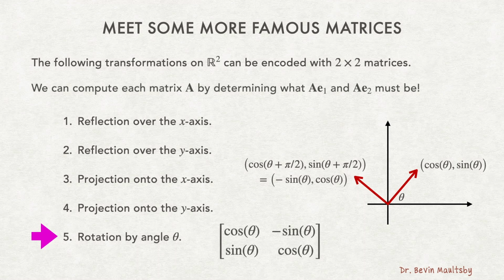Now we can put this together to arrive at the well-known 2 by 2 rotation matrix. The first column is cosine theta, sine theta, because that's where E1 has been rotated to. And the second column is negative sine theta, cosine theta, because that is where E2 has been rotated to. So by just thinking about those two vectors, E1 and E2, and figuring out where these transformations move them, we can actually put together a 2 by 2 matrix, which could then be multiplied with any vector in R2.